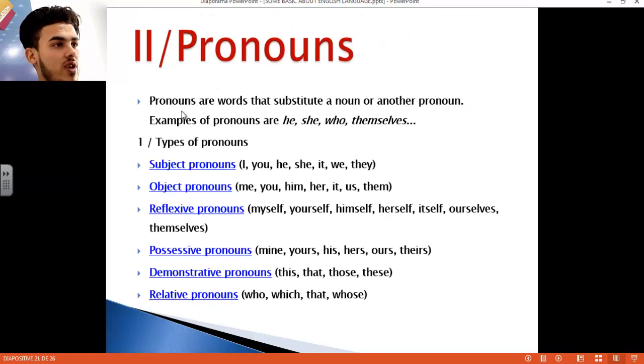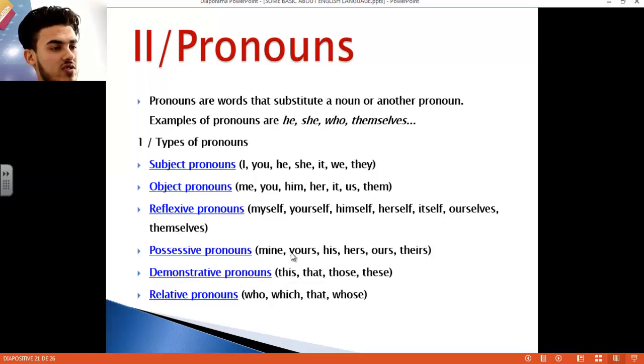Second, we have to deal with pronouns. Pronouns are words that substitute a noun or another pronoun. Examples of pronouns are he, she, who, themselves, and we have many types of pronouns. First, subject pronouns: I, you, he, she, it, we, they. So the normal pronouns that you know are the subject pronouns or personal pronouns. Object pronouns are me, you, him, her, it, us, or them. We have also reflexive pronouns: myself, yourself, himself, herself, itself, ourselves, themselves.